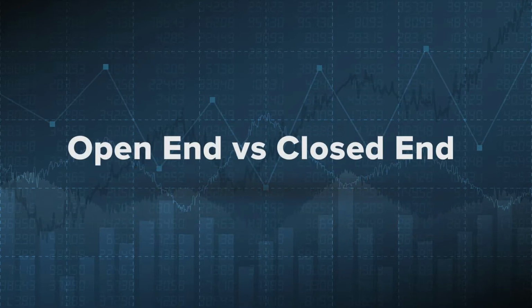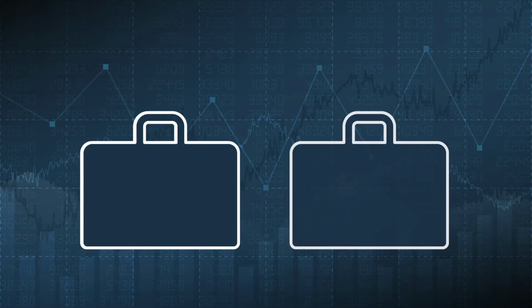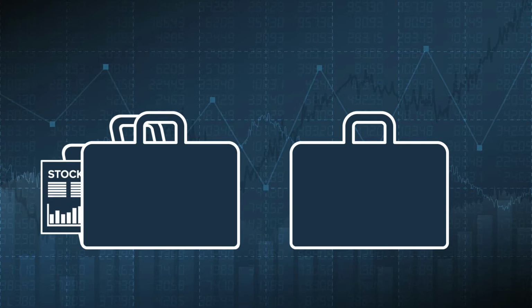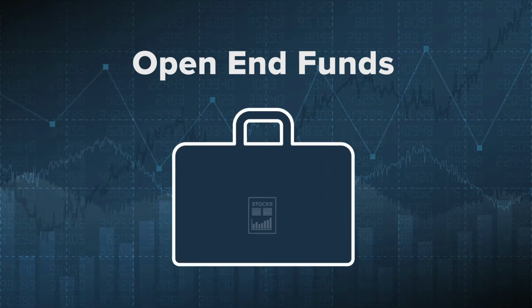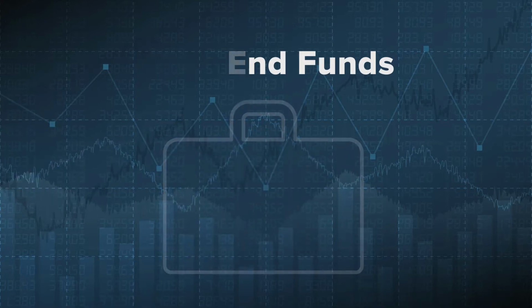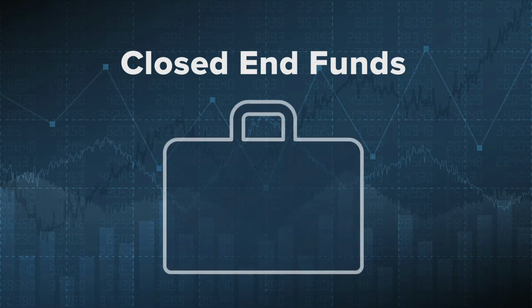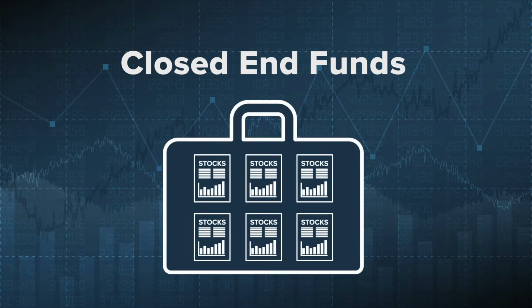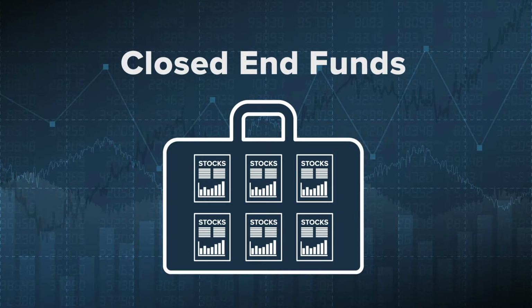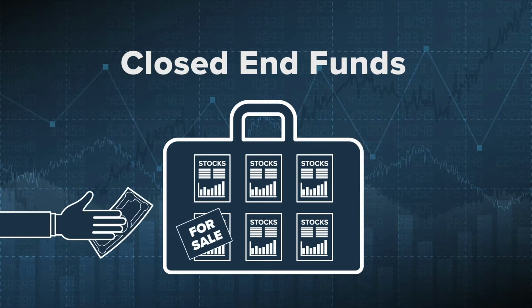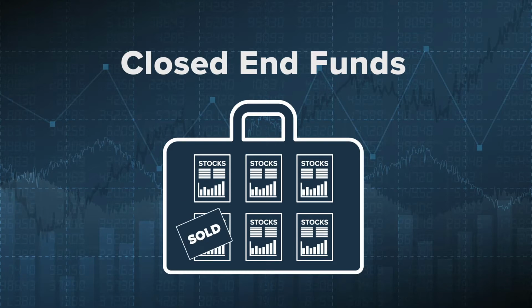Open-end versus closed-end mutual funds. There are two categories of mutual funds, open-end funds and closed-end funds. Open-end funds have an unlimited number of shares and are priced at the end of each trading day. Closed-end funds have a set number of shares whose price may fluctuate throughout the trading day. To invest in a closed-end fund, there must be shares available and you must buy an existing share. These funds trade like equities.